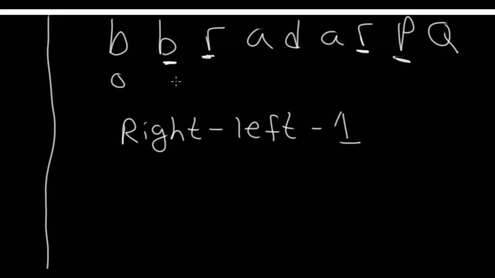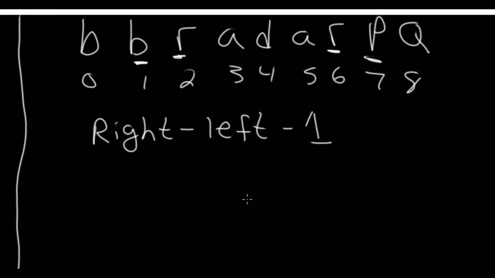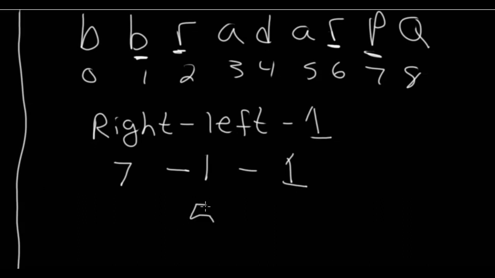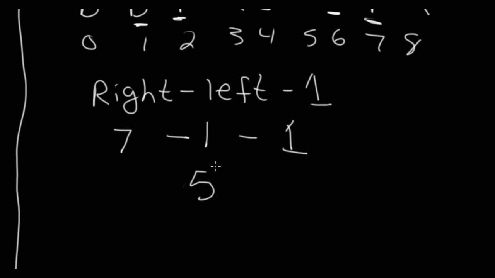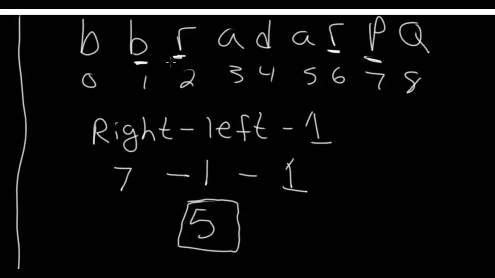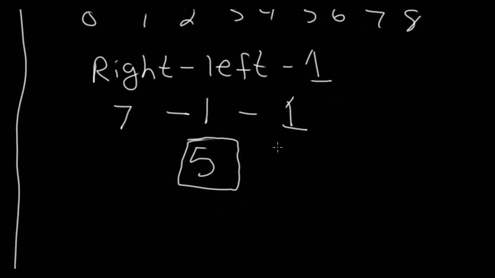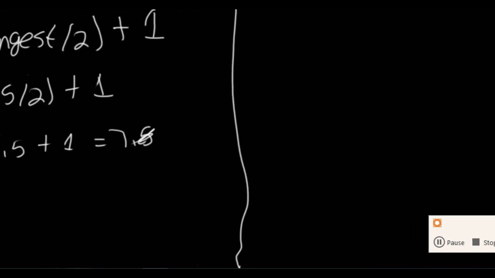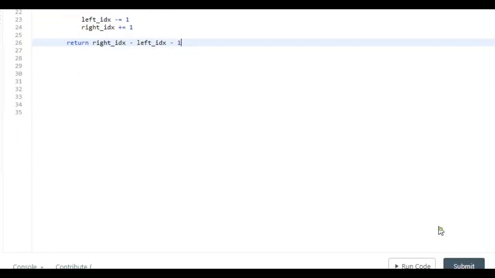So this is the indices 0, 1, 2, 3, 4, 5, 6, 7, 8. So what this is going to return, our right index will be P, so 7, minus our left index, which will be 1, minus 1. So what this is equal to is 5. If you look, this is actually true because this function's only purpose is to return the length of the palindrome. If we count the length of our radar palindrome, so this is 1, 2, 3, 4, 5, that works. So let's go back to this problem and let's test it.